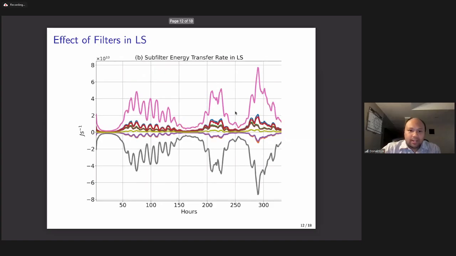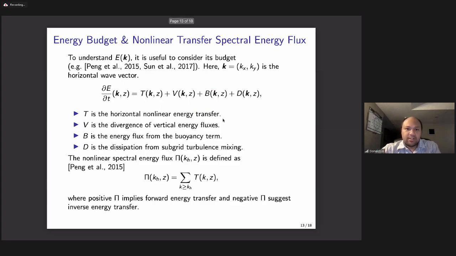Yeah, okay, so this is the same plot in the lower stratosphere. So again, similar result, but now the net result of the spectral color filter is also positive right now. It indicates that there is still backscatter. So no matter which filter you use, you still get dissipative behavior in the upper troposphere and backscatter in the lower stratosphere.